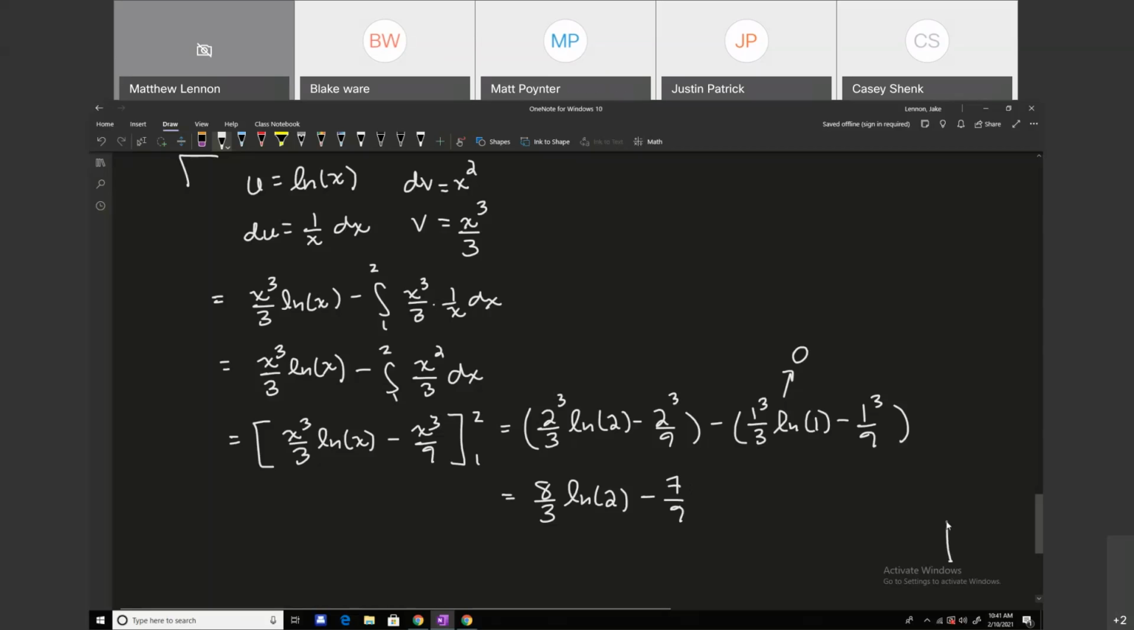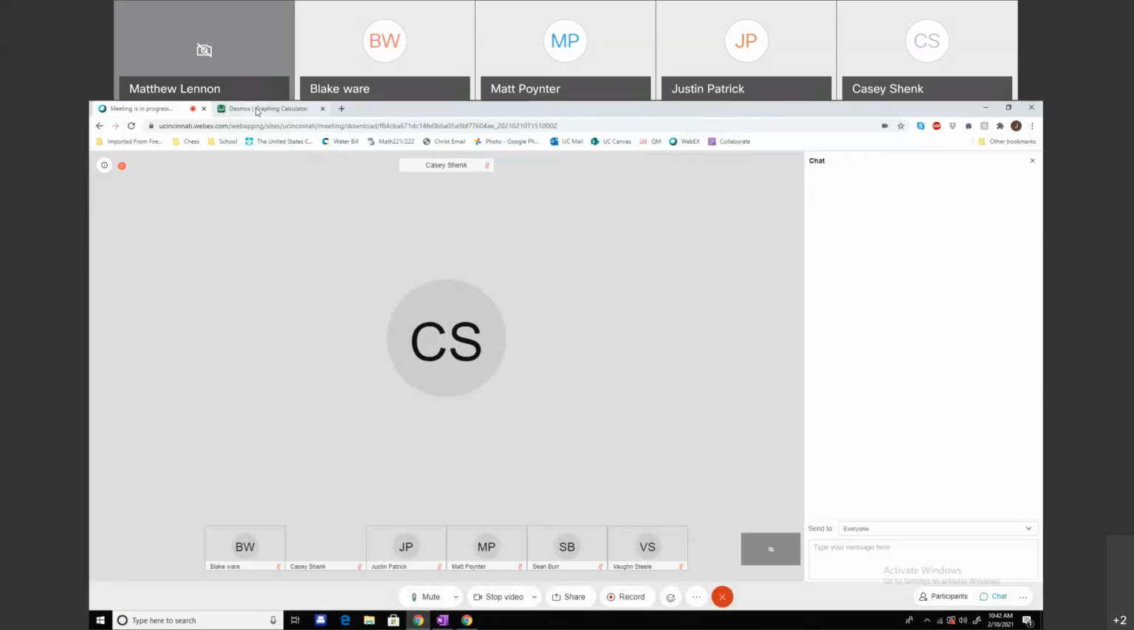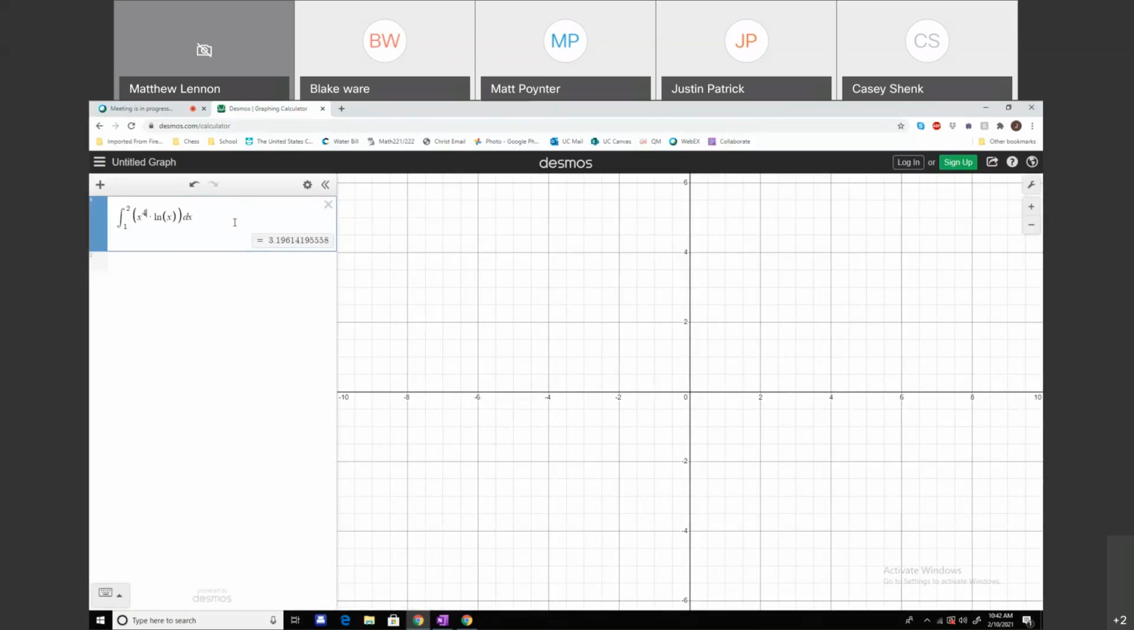Again, we can check this one. I didn't do a decimal already, so I can check now. 8 times the natural log of 2 divided by 3 minus 7 over 9. About 1.0706 or something like that. So we can check and make sure we did it right on Desmos again. Back to the calculator. So very similar to this one. We had x squared, though. We were going from 1 to 2. Yeah, so we got it right. 1.0706.